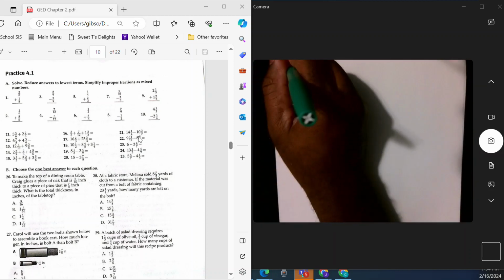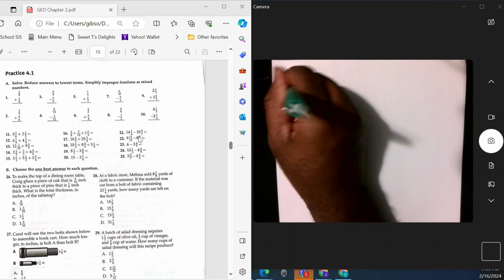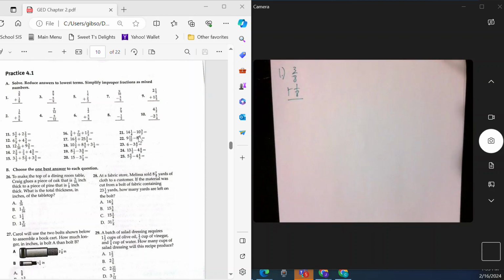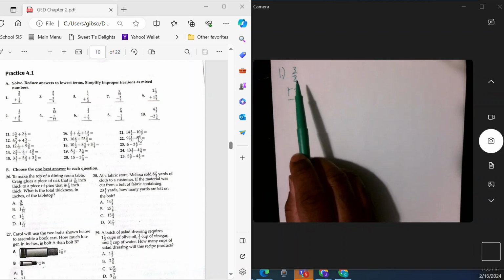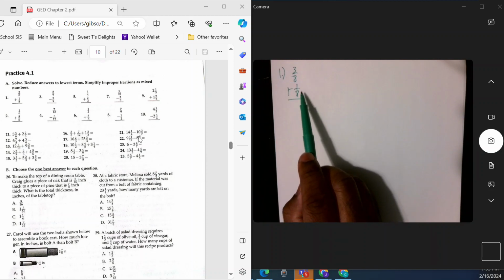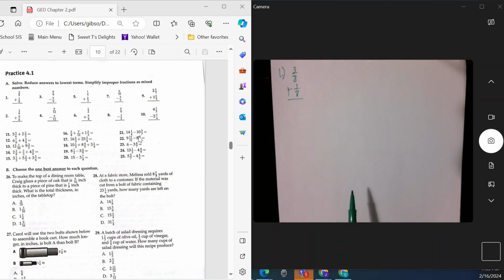We have 3/8 plus 1/8. Okay, now, first thing we check for with addition. Well, first, let's read the directions. This says solve. Reduce answers to lowest terms. Simplify improper fractions as mixed numbers. Okay, so now we look here. We see that as addition. So we look at the bottoms or the denominators. They're the same. So that means we can add them in their present form.